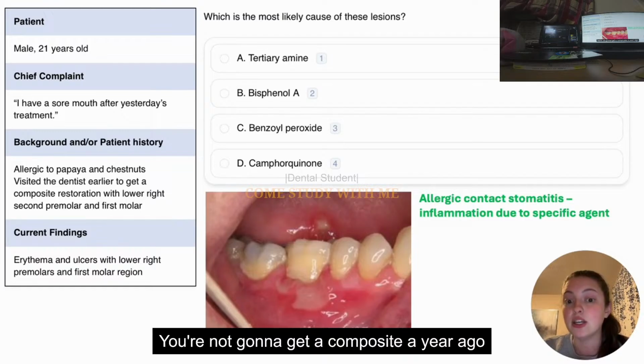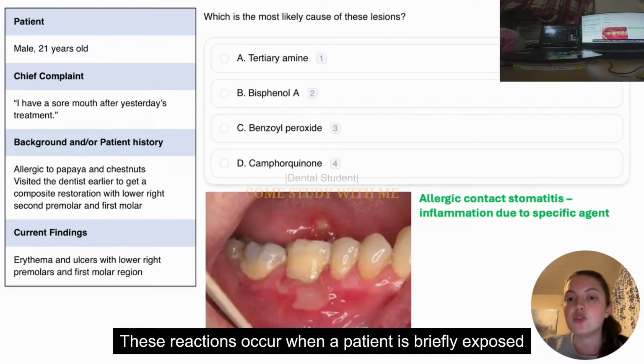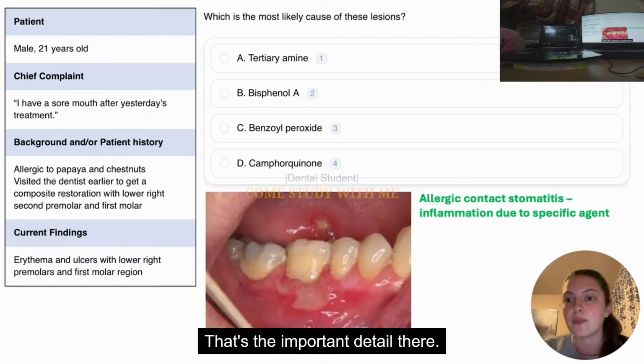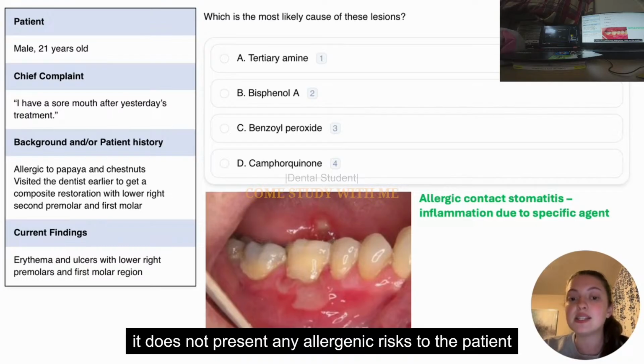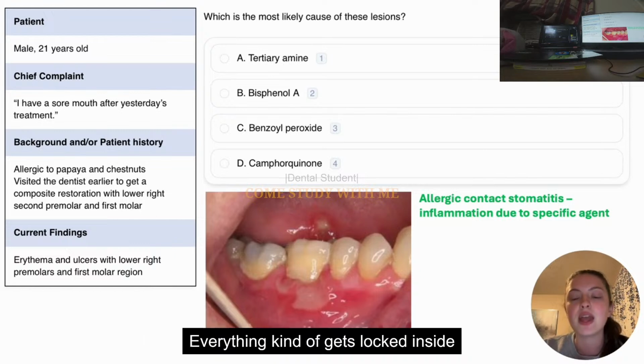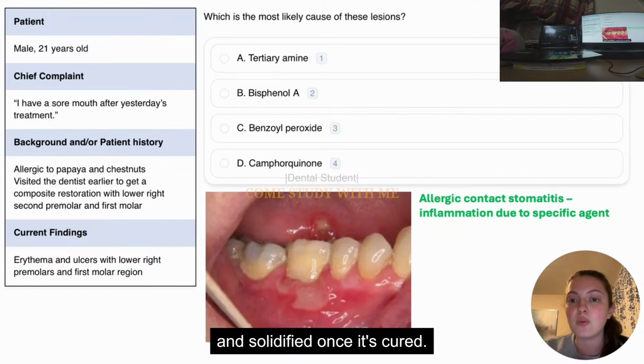You're not going to get a composite a year ago and then suddenly be allergic to it. These reactions occur when a patient is briefly exposed to the resin material before it is fully polymerized. That's the important detail there. Once it's polymerized fully, it does not present any allergenic risks to the patient because they're not coming in contact with any of the released components of the resin. Everything kind of gets locked inside and solidified once it's cured.